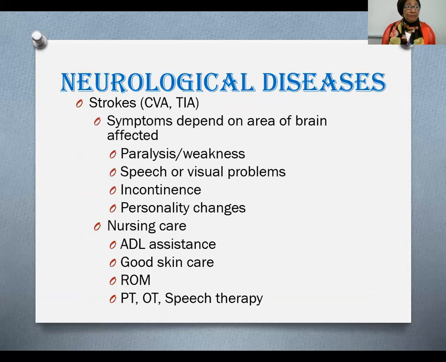Neurological diseases are anything that affects your neurological functions. People have strokes, so they become dependent when having a stroke. Symptoms depend on the area of the brain that was affected. So depending on the area, you may end up with paralysis and weakness. Some have speech and visual problems, incontinence, personality changes. As the nursing care team, we are supposed to help them with their ADLs, make sure they take care of their skin, range of motion, physical therapy, occupational therapy, and speech therapy.